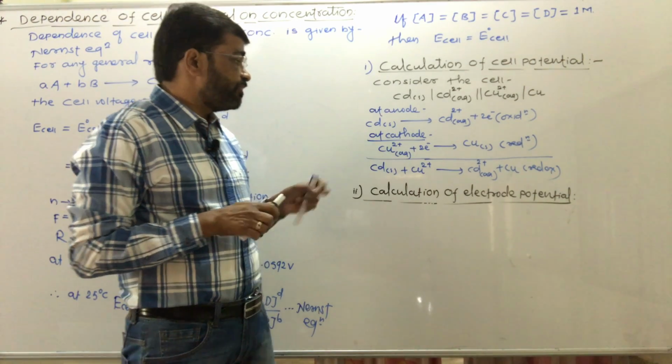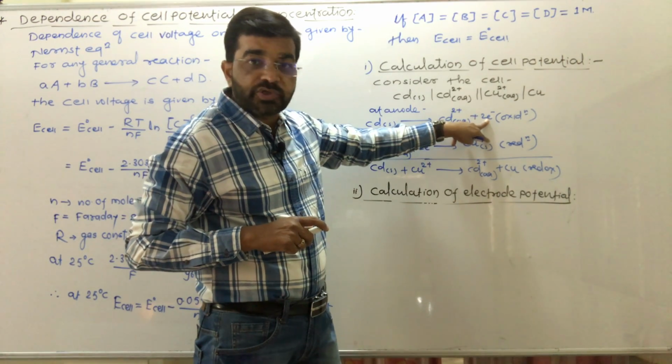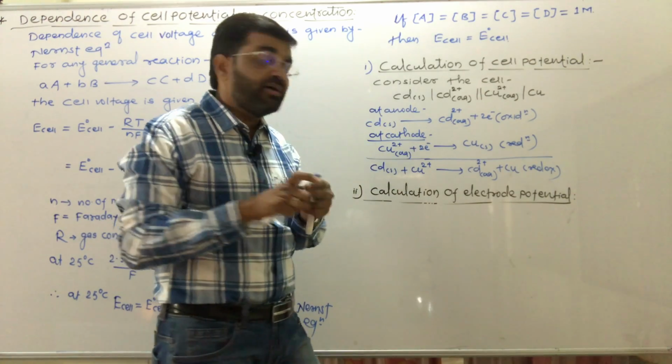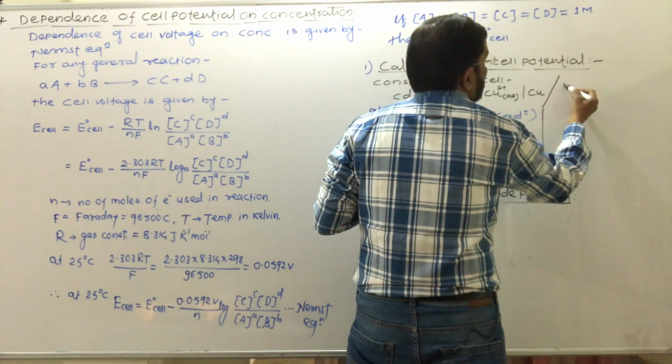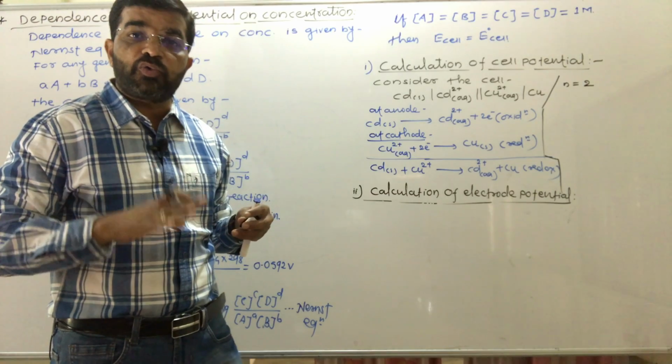Now here in this reaction, there is loss of 2 electrons and gain of 2 electrons, right? Means here the number of moles of electrons is 2. n is equal to 2.